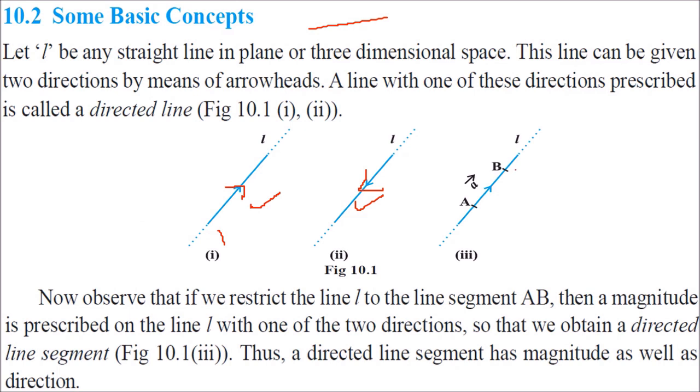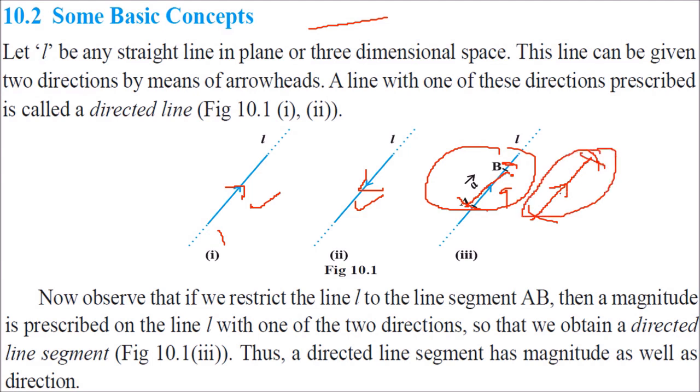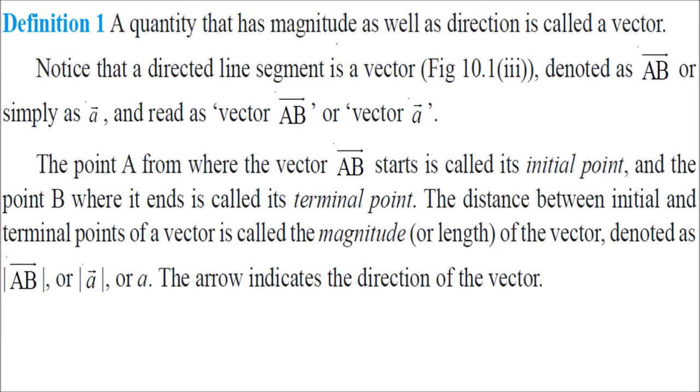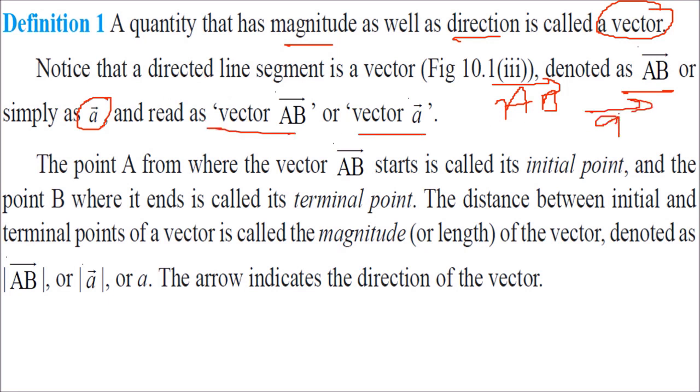And if I just cut a portion here and say the magnitude is A, now this becomes a line segment, and this is a directed line segment. So this directed line segment has a magnitude, this length, and a direction as well. So the quantity that has magnitude as well as direction is called a vector. In the particular case we just saw, this line AB can be represented with an arrow sign. You can simply write it as vector AB, or vector A. So this is how we show a vector.